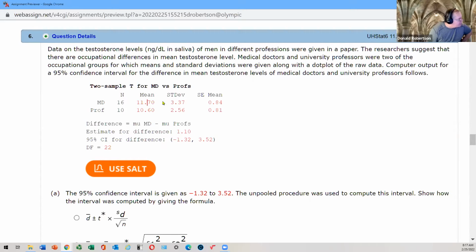16 doctors, that's the mean and standard deviation, and that's their mean and standard deviation. The difference between them is 1.1. And not surprisingly, the confidence interval has negative and positive numbers in it, and the degrees of freedom are 22.